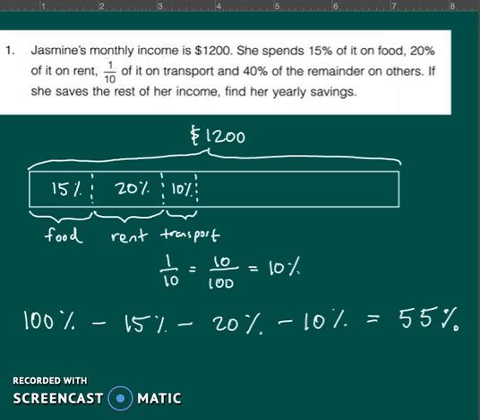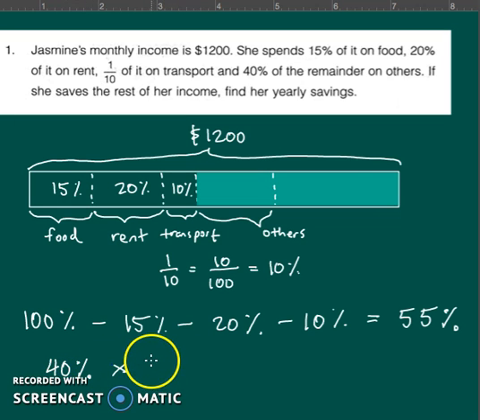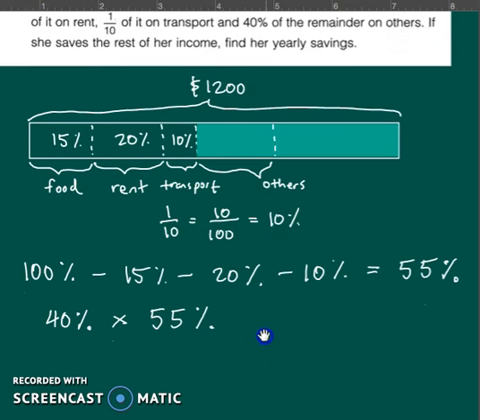So 55% is what she had left over, and we know that she spent 40% of that on others. Now we need to find out how much that 40% was in terms of the entire monthly income. How do we do that? Well, we have to find 40% of 55%. So 40% of the remainder. And how do we find a percentage of a percentage?